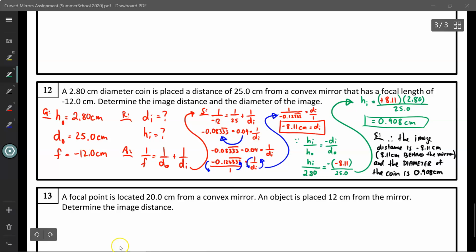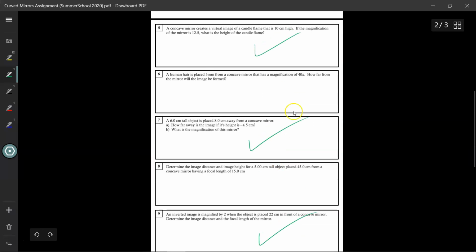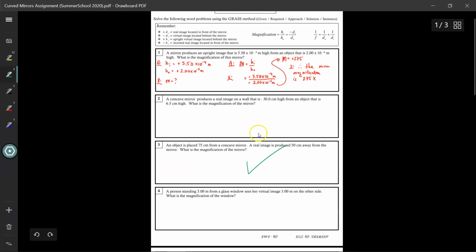Alright, so there you have it. Try out these other sample problems and compare them to the answers at the bottom before you start doing the assignment questions.